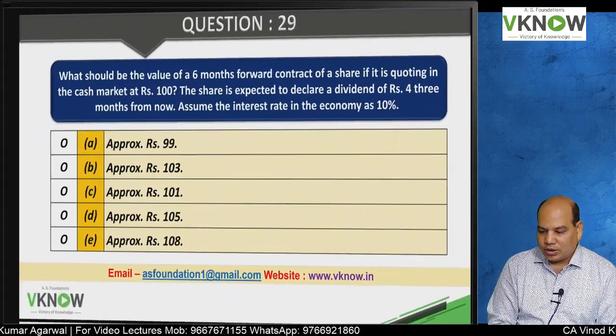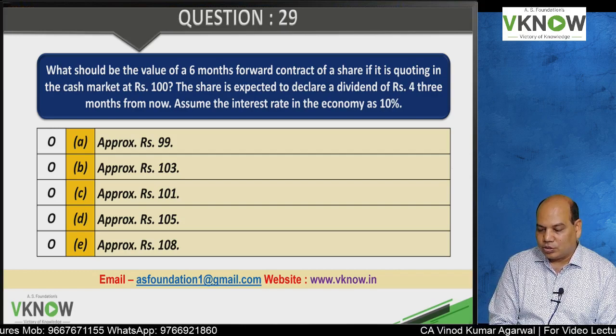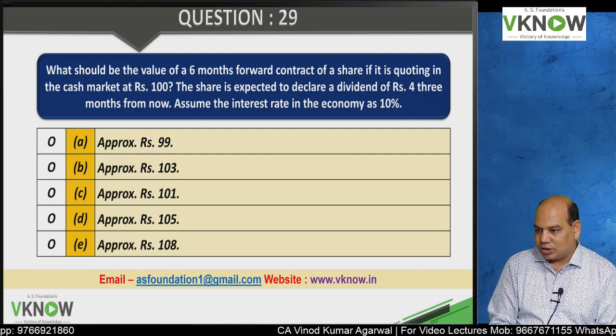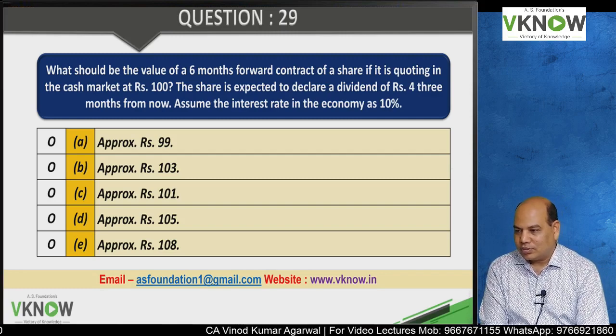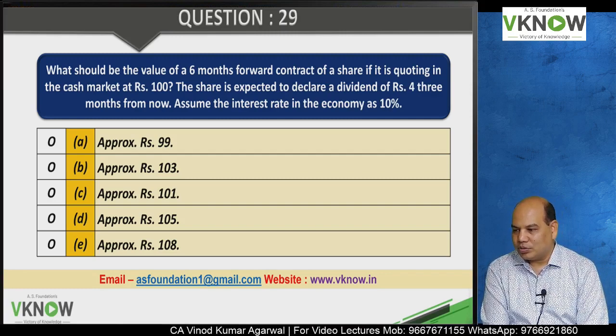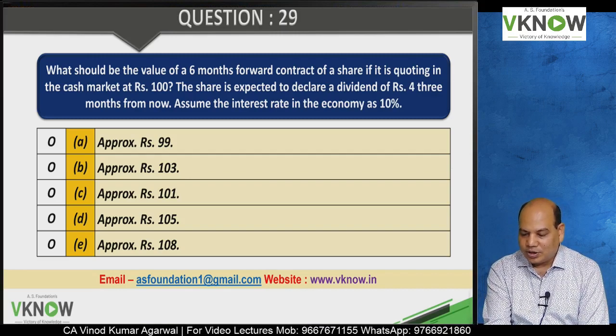Option C. 29. What should be the value of 6 month forward contract of a share if it is quoting in the cash market at rupees 100, the share is expected to declare a dividend of rupees 4, 3 months from now. Assume the interest rate in the economy is 10%. Don't use continuous compounding. Use simple compounding and reply. And give me a general answer, not very hardcore mathematician answer.